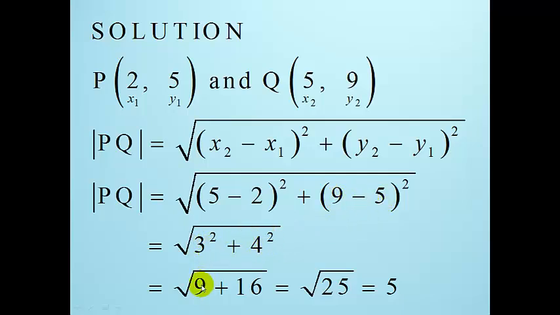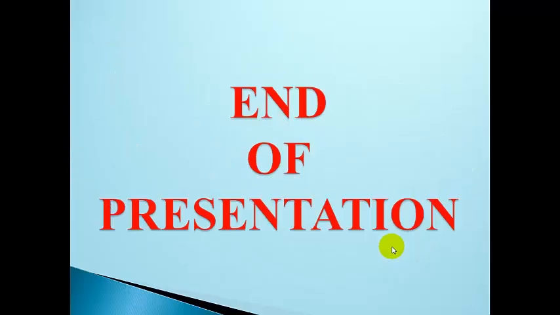Now 3 square equals 9 and 4 square equals 16. And 9 plus 16 is equal to 25. So the square root of 9 plus 16 is equal to the square root of 25. And the square root of 25 is equal to 5. So this is how we find the distance between 2 points. This is the end of our presentation on coordinate geometry.